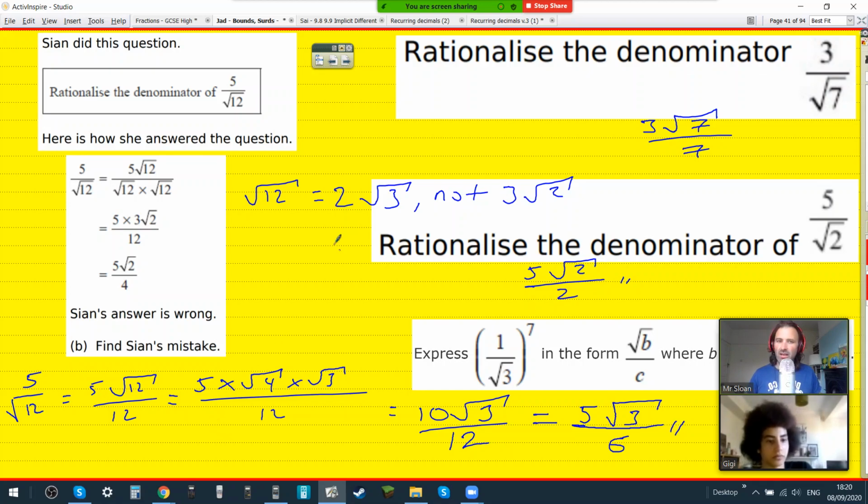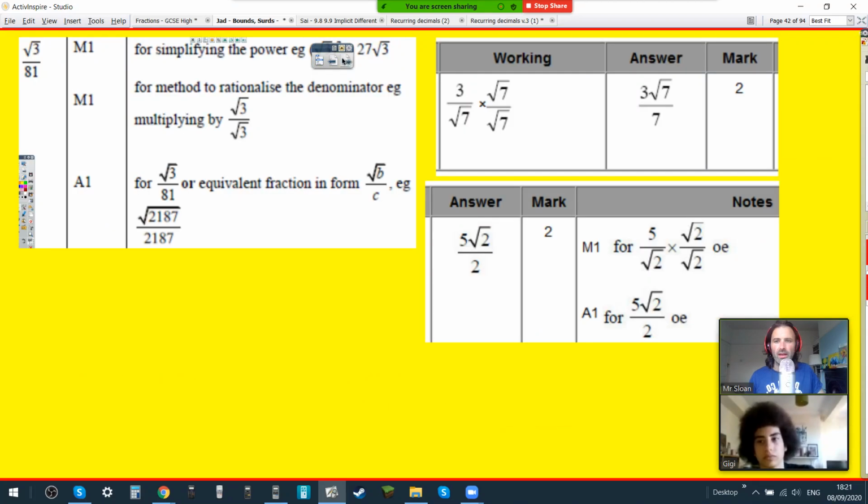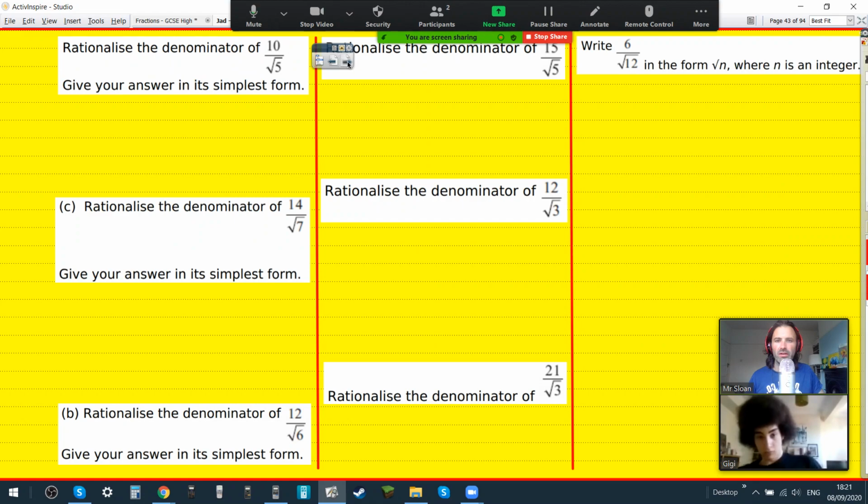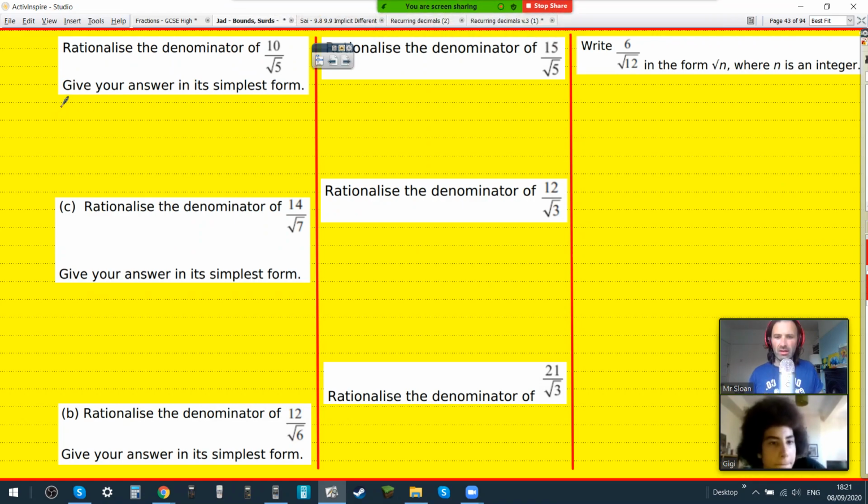All right. Any questions about any of those? Right. Okay. And we have that stuff. 2 markers. Okay. How about these? Let's try top left.